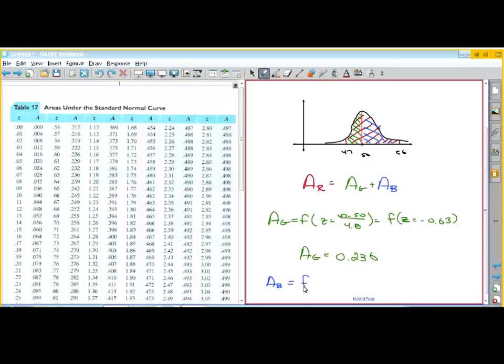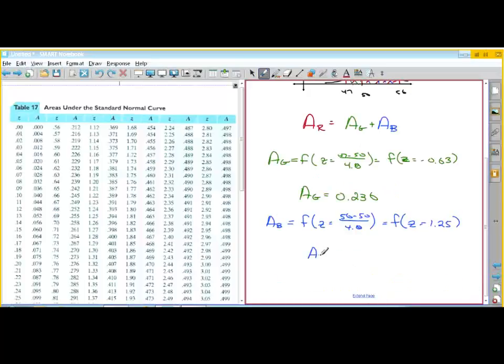The blue area is a function of the z-score associated with this side, which is 56. So the z-score is 56 minus the mean divided by the standard deviation. If we calculate it, the value is 6 divided by 4.8, which is positive 1.25. So we go to the table, and we look down this column, 1.25, and we get 0.394.